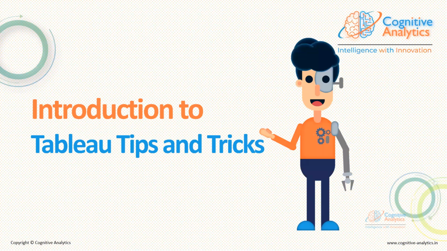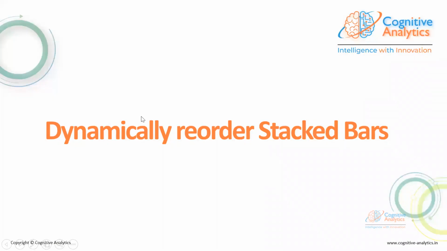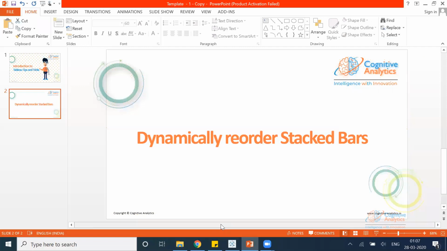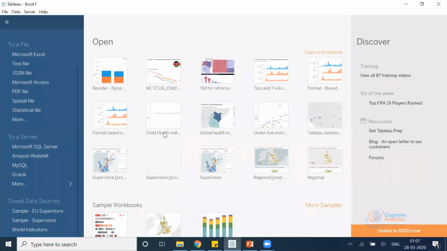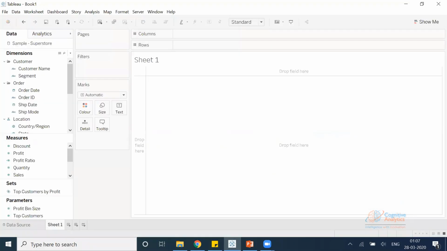Today in the second session of Tableau tips and tricks, we are going to talk about dynamically reordering stacked bars. So let's get straight into it. As usual, we are going to take the sample superstore data and try to understand how it actually works. First of all, I'll connect to the data set, which is sample superstore. After that, I have to perform some of the actions.